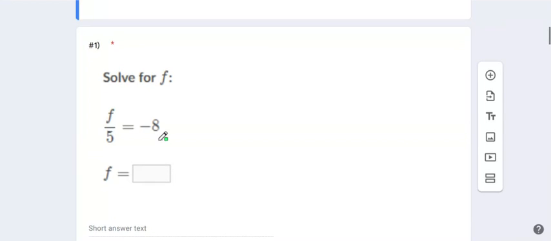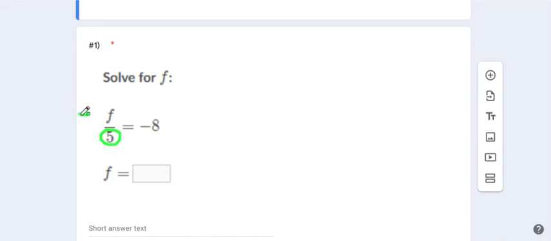All right, so here number one, we're going to solve this one-step equation. As you can see, it says solve for f. F is on the left side of the equal sign, and it's being divided by 5, right? That's what the horizontal fraction bar means. So this is f divided by 5. And to undo division, what would we use? What would be the opposite of division? Multiplication, right? So I would need to multiply both sides of this equation by this number in the denominator.